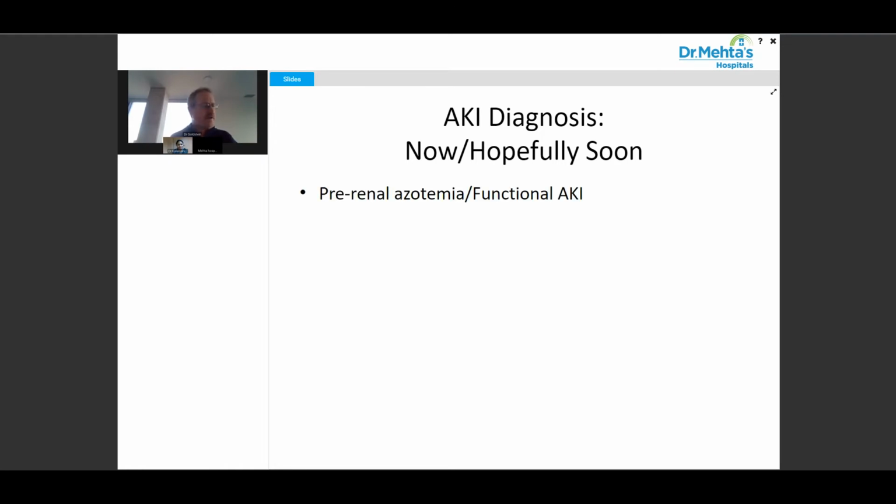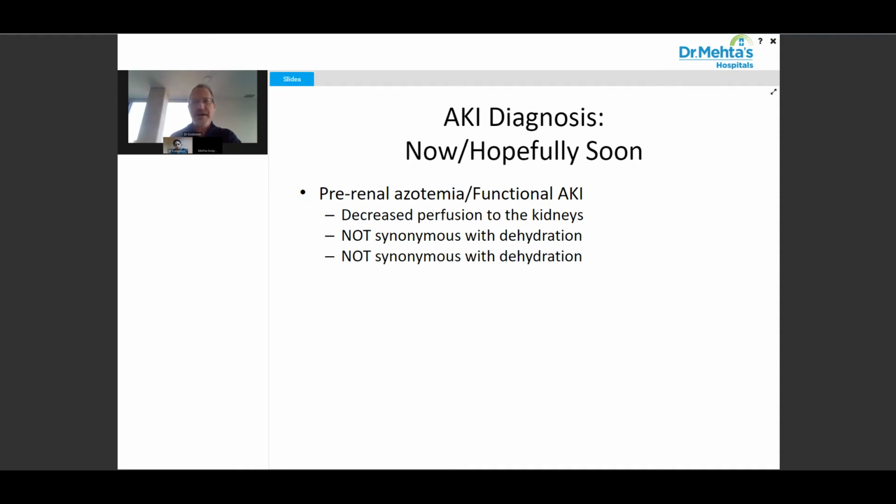So we used to call this pre-renal azotemia, and we still do for patients who are intravascularly depleted. But I would like you to start to use the term functional AKI, and here's why. There is decreased perfusion to the kidney, but it is not synonymous with dehydration. Although you will hear, oh, this patient is just pre-renal, let's give them fluid. It is not synonymous with dehydration.